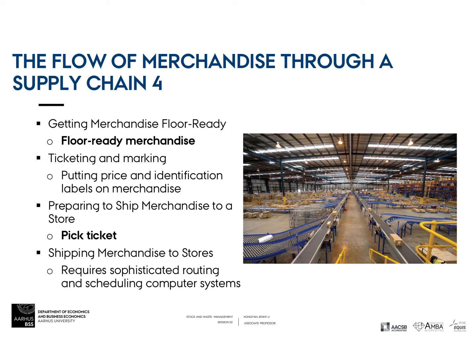The distribution center is also getting the merchandise floor-ready. So, ticketing and marking the merchandise and putting price and identification labels on merchandise. Sometimes it's also called light production or light assembly. And then preparing to ship merchandise to a store. So pick ticket. Basically, if you're cross-docking, you combine multiple types of items for one store and deliver as a batch. And shipping merchandise to the stores requires sophisticated routing and scheduling computer systems.